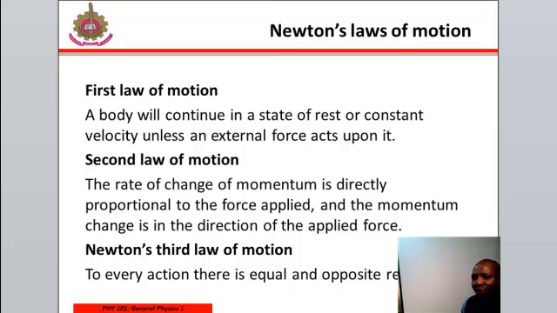Second law of motion. The rate of change of momentum is directly proportional to the force applied, and the momentum change is in the direction of the applied force. Mathematically, that can be expressed with momentum as mv. So the general equation can be expressed as m into final velocity minus initial velocity over time taken.